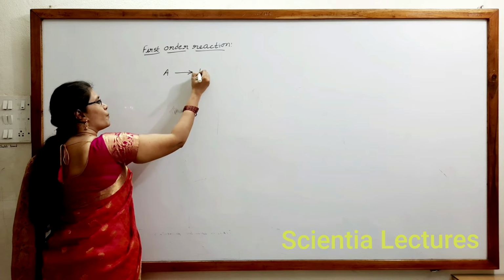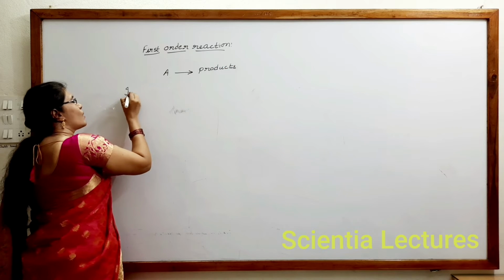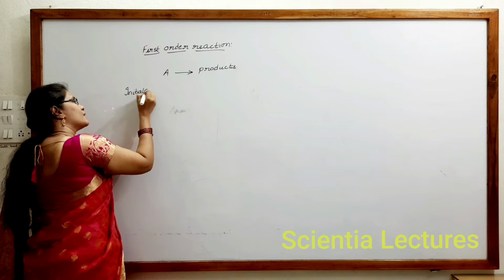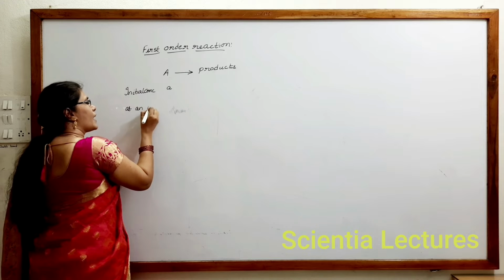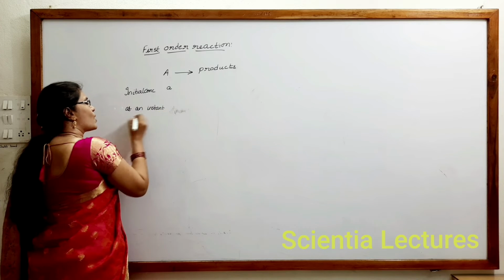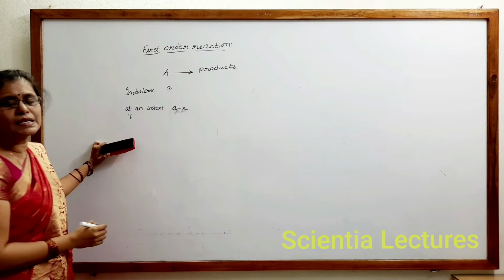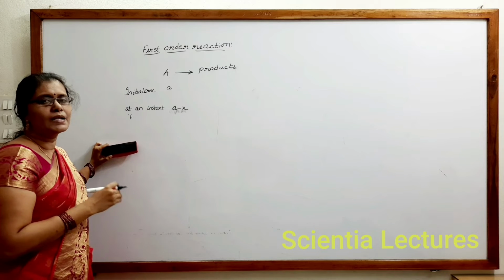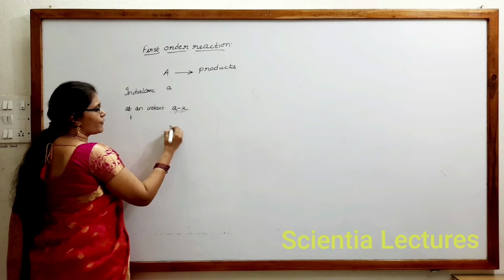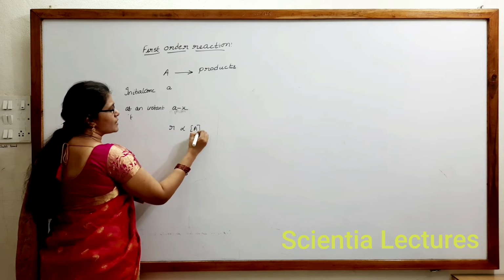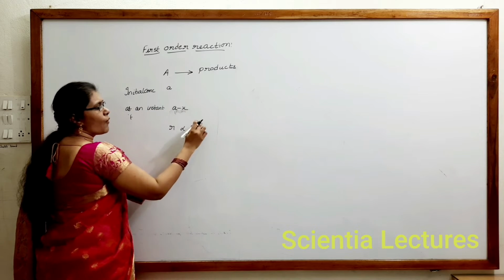A gives rise to products. Its initial concentration can be taken as A. At an instant t, some amount X has reacted, so what is the remaining amount? A minus X. Initial concentration A; if X is reacted, the remaining amount of A is A minus X. So its rate of reaction is proportional to the concentration of A at that instant.